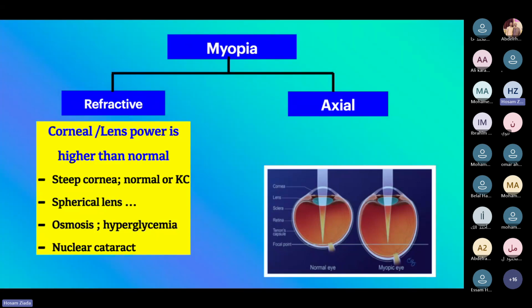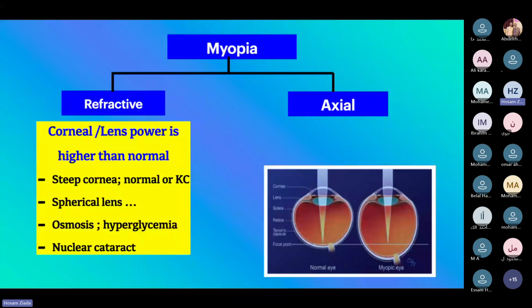Hyperosmosis or hyperglycemia, which increases the blood sugar inside the lens, will increase the refractive index and the refractive power of the lens, as I told you before, causing what's called refractive myopia. It means that the focus will be shorter, located in front of the retina, not able to reach the retina.